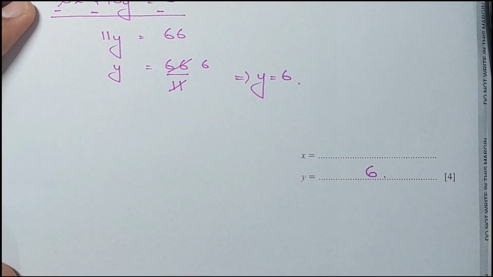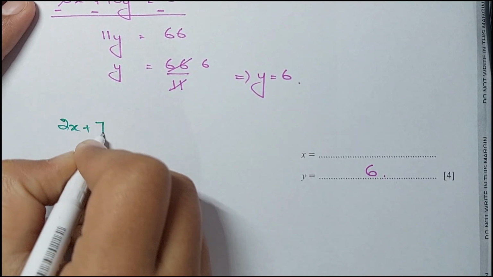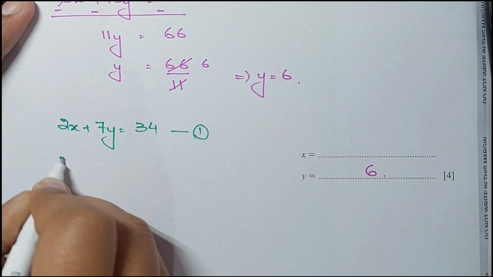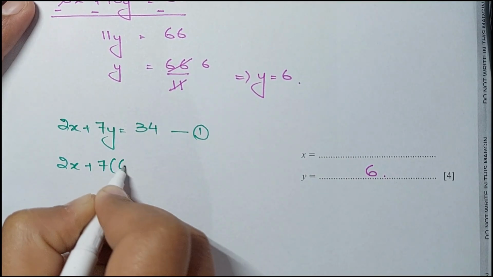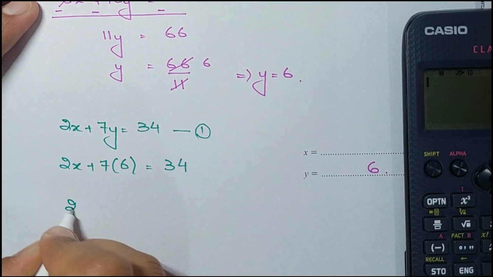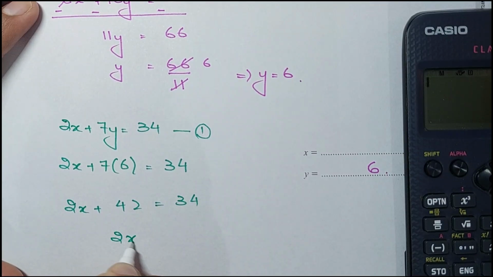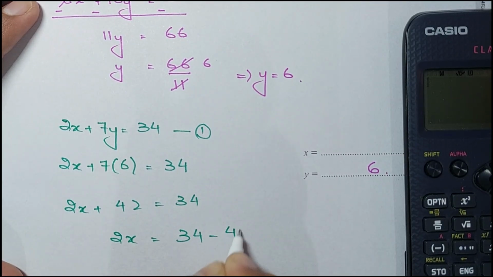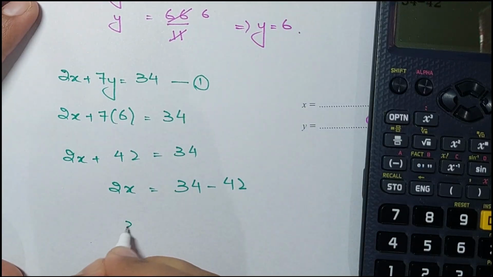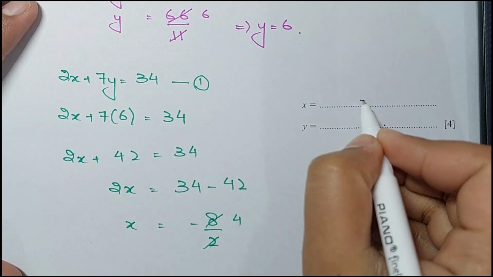Now substitute y into the first or second equation. This is 2x plus 7y equals 34. That is my first equation. I'm plugging the y value in here. 2x plus 7 times 6 equals 34. Now 2x plus 42 equals 34. 2x would be 34 minus 42, which is negative 8. So x is negative 8 over 2. 8 divided by 2 is 4, so the x value is negative 4.